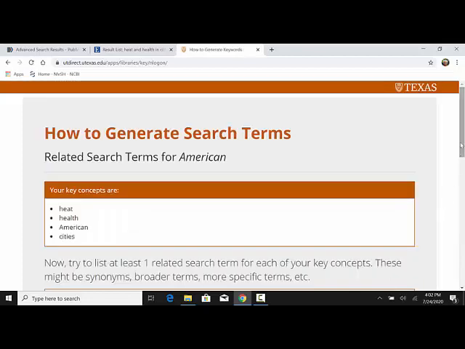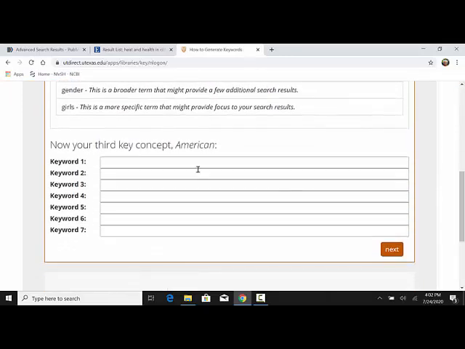Next, I need some related search terms for American. Now here I'm really thinking about the United States, not about all of the Western Hemisphere. And so I'm going to put in United States. I'm not going to get so granular that I wind up listing all 50 states and all the territories or anything like that. I'm just going to go with United States. I might also go with US.